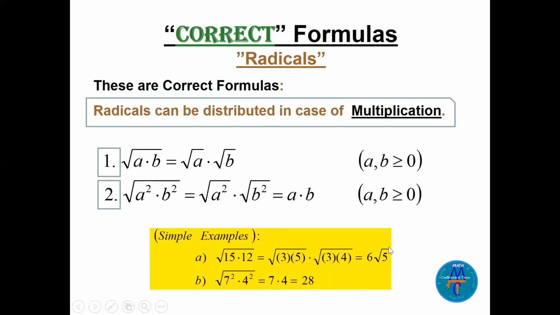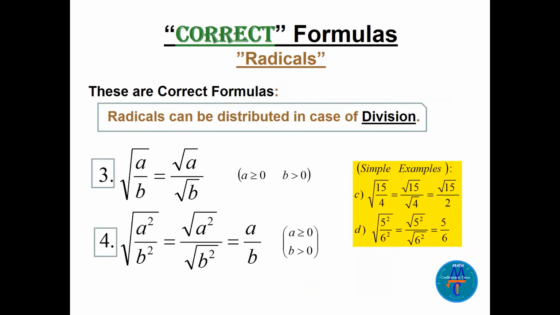Another correct formula is number 4, also when you have a radical of a division of two numbers. So radicals can be distributed in the case of division and can be distributed in the case of multiplication.